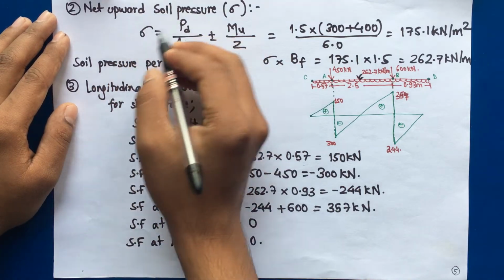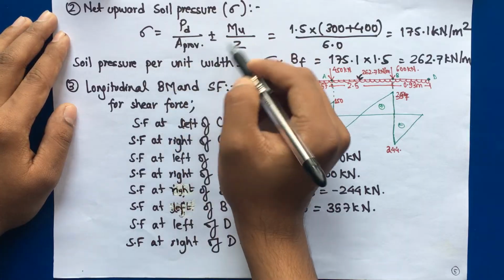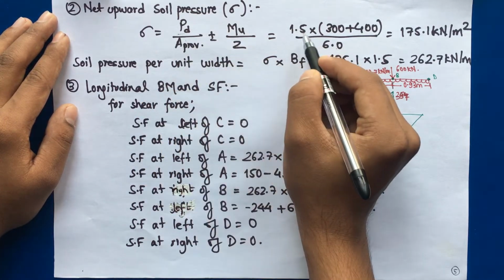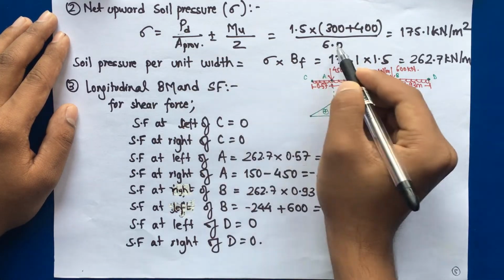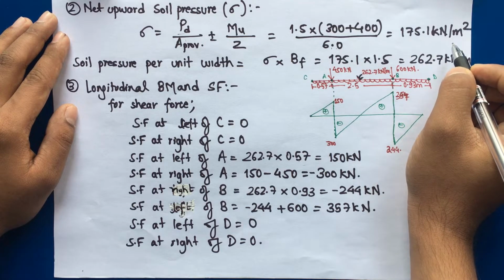And for net upward swell pressure, we have sigma equal to PD by area provided. We don't have any moment for now, so design load divided by area provided: 1.5 times 300 plus 400, divided by 6, as the area provided is 6 meter square. So this comes as 175.1 kilonewton per meter square.